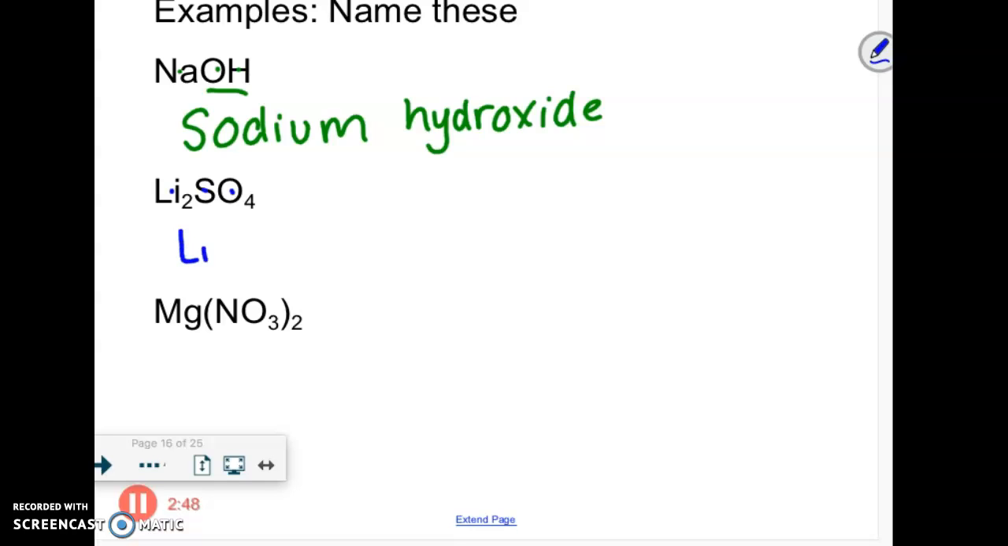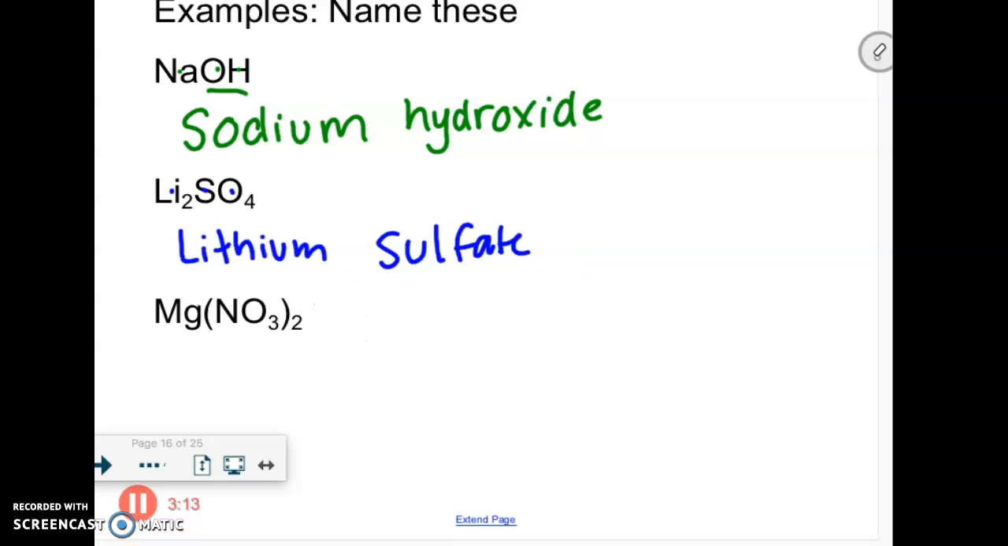So Li is lithium. It does not matter that there are 2 lithiums. Remember, there's no numbers. SO4 is sulfate. Oops, I can't spell. Sorry. Sulfate. Now I'm not putting any numbers in. Again, remember I'm not doing a 2. I'm not putting the 4 here. Please do not do that.